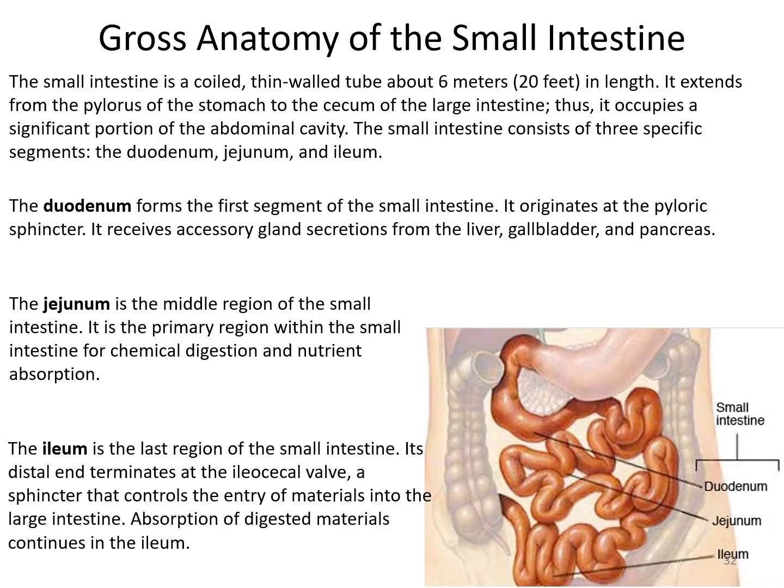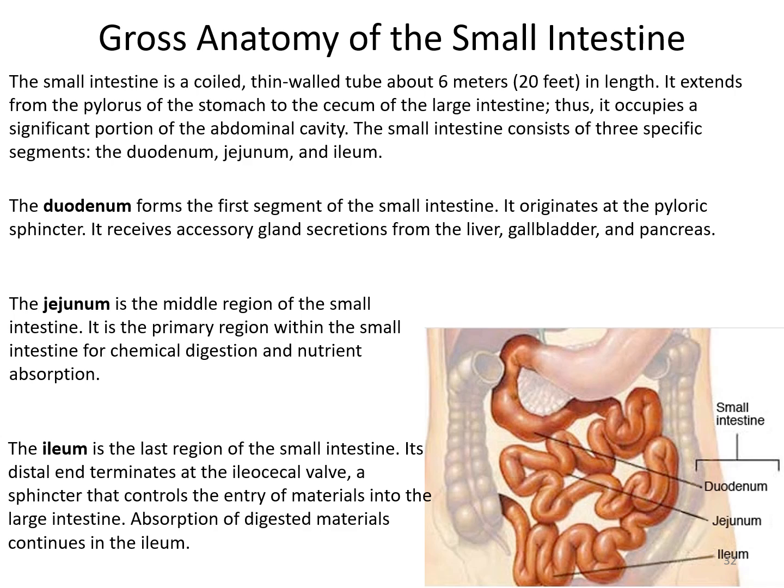Gross anatomy of the small intestine: it's a very coiled, thin-walled tube. It extends from the pylorus of the stomach all the way to the cecum of the large intestine. That's essentially the last part of the stomach to the first part of the large intestine. It occupies a significant portion of the abdominal cavity, and it's made up of 3 specific regions. The duodenum is the first segment of the small intestine. It originates at the pyloric sphincter, so as soon as that chyme exits the stomach, it's coming into the duodenum. It receives accessory gland secretions from the liver, the gallbladder, and the pancreas.